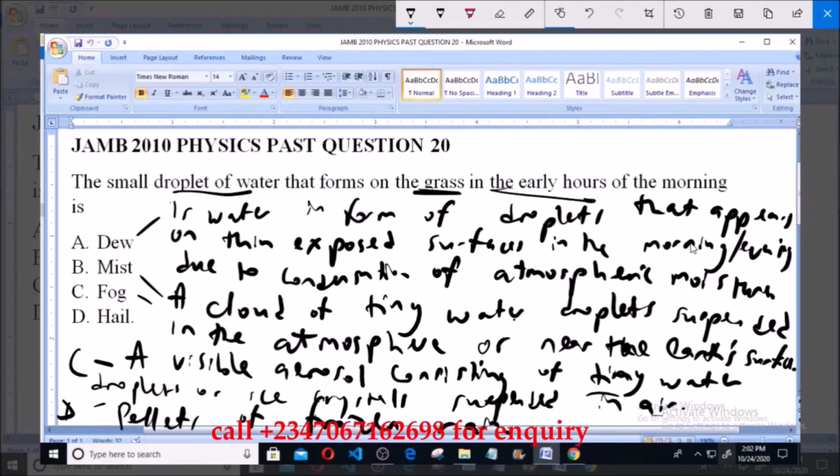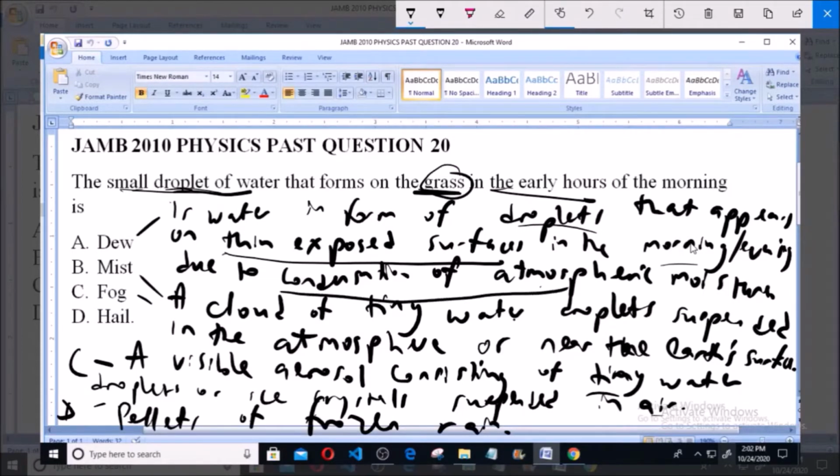Now from the definitions we have given, option A, which is dew, we define that as water in the form of droplets, so water droplets that appear on thin exposed surfaces such as grass in the morning due to the condensation of atmospheric moisture. Okay, so that basically fits into the description of what we have in the question, as we described it as droplets of water that form on thin surfaces such as grass in the early hours of the morning, and we explain this phenomenon due to the condensation of atmospheric moisture. So option A, which is dew, is the correct answer to this question.